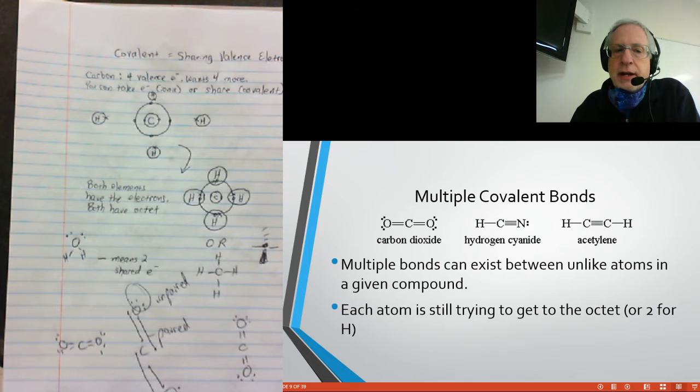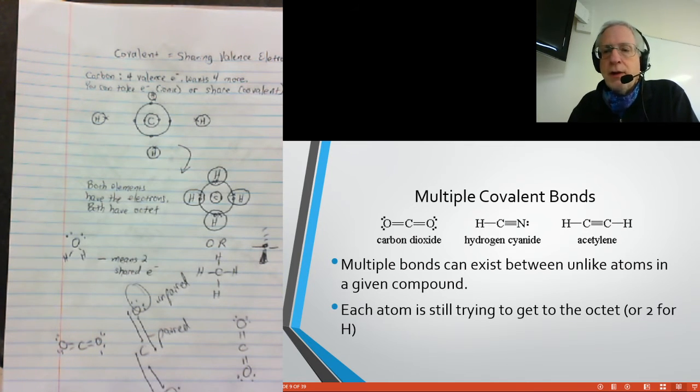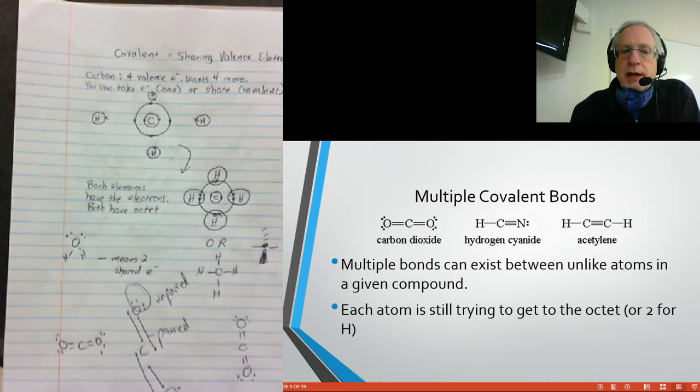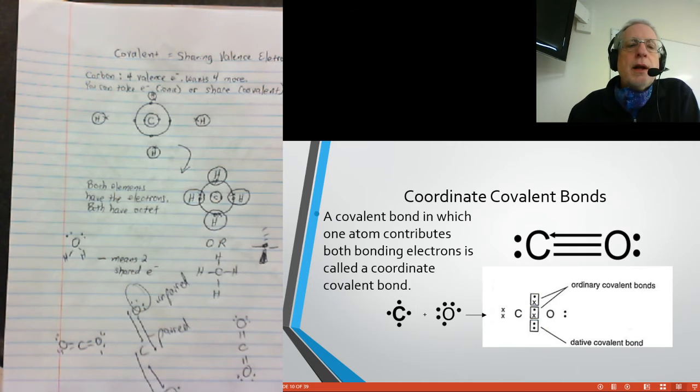For instance, nitrogen has 6 shared electrons and 2 unshared electrons. Oxygen in carbon dioxide has 4 shared electrons and 4 unshared electrons. Or I could say two shared pairs and 2 unshared pairs. So sometimes you'll talk about them in terms of pairs instead of individuals. But each atom is trying to get to an octet, or a duet for hydrogen and helium. So those are covalent bonds.